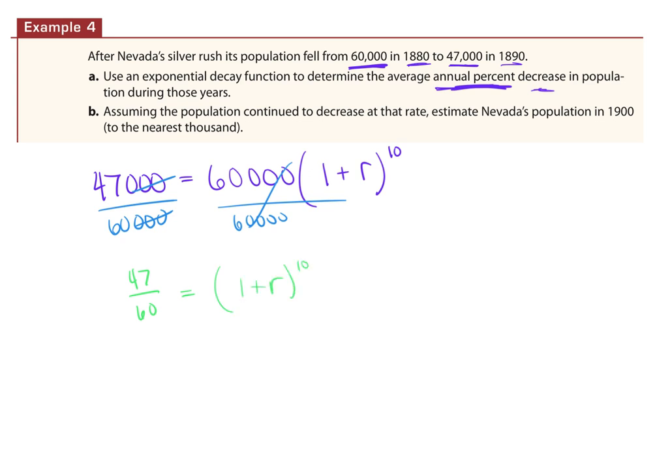All right. Now I need to do my 10th root, but in my calculator that's a little bit of a pain. So what's another way to write 10th root? What can I raise both sides to? 0.1, or 1/10, the reciprocal, right? So I can raise both sides to 1/10. So in your calculators, I want you to say 47 divided by 60, in parentheses, and raise that to the 0.1 power.